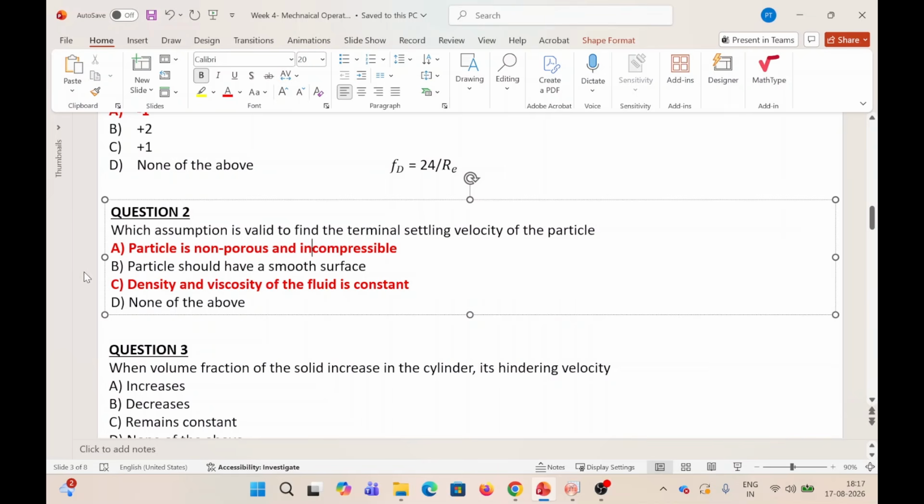So for that you need to know the hindered settling velocity concept. As I said, over there you actually consider the forces of the surrounding particles. So the motion of a particle under consideration is going to be hindered. There is going to be a resistance to the motion because of the surrounding particles. And in those cases, Newton's law and Stokes law are not going to accurately predict the terminal velocity. So you need to consider the volume fraction of the solid. Now you need to answer: when you increase the volume fraction of the solid in the cylinder, is the hindered settling velocity going to increase, decrease, or remain constant?